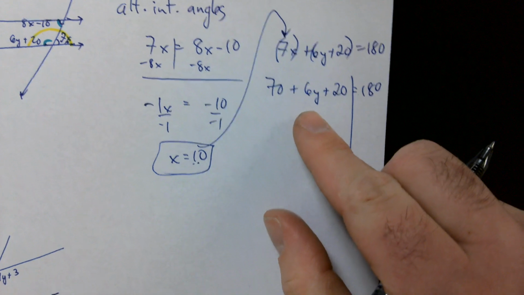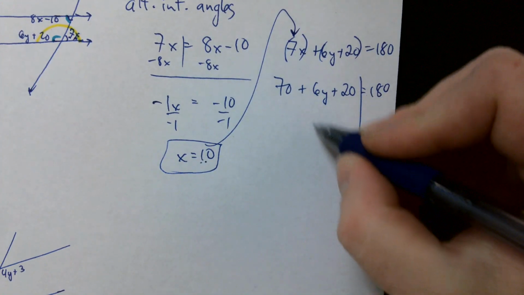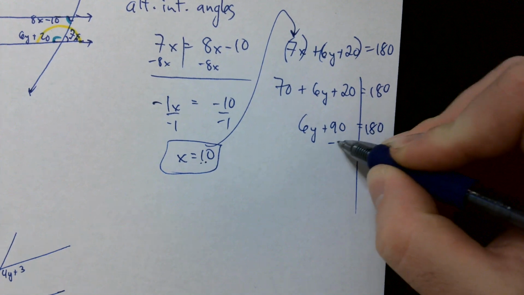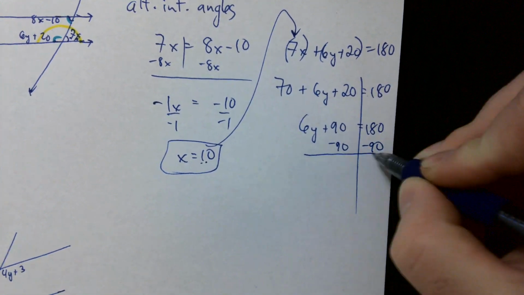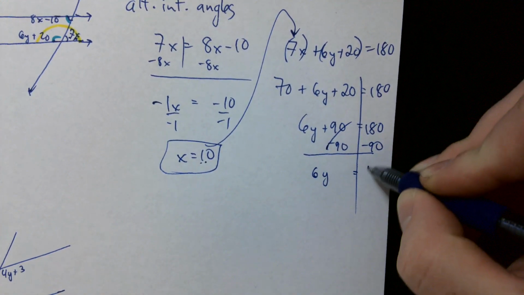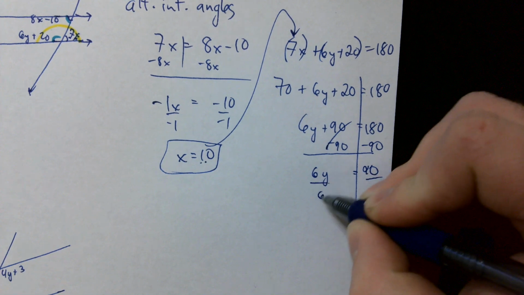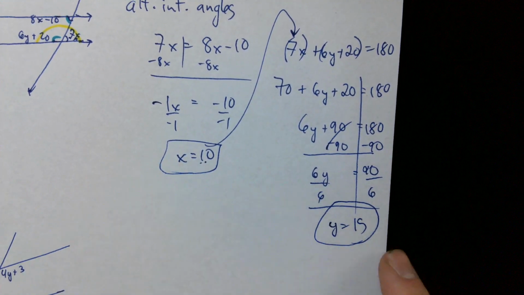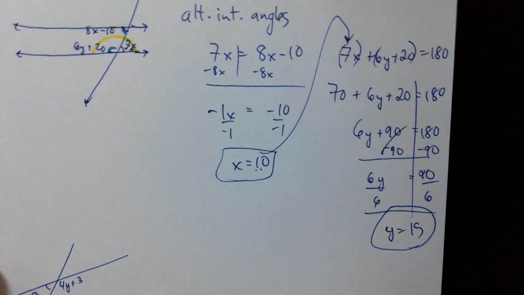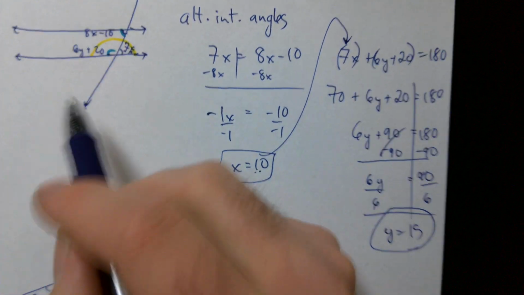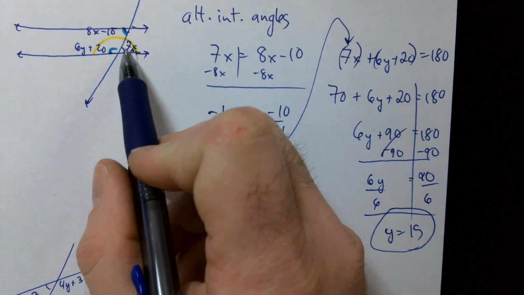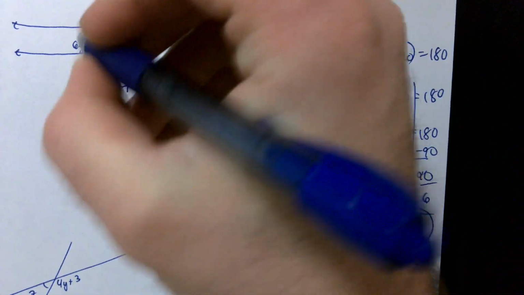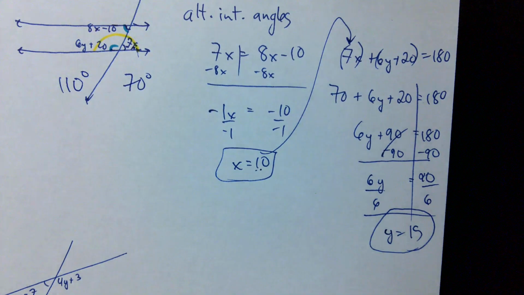What can I do from here? Add 70 and 20 to give me 90. What do I do with that 90? Subtract it. What's 180 minus 90? 90. And how many times does 6 go into 90? 15 times. 15 times sounds right to me. So x is equal to 10, y is equal to 15. Right, my 7x angle, if we were asked what the angle measure is, would be what, 70? And then the other side would be obviously 110.